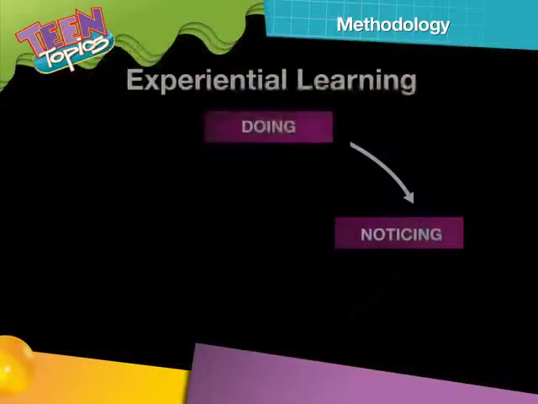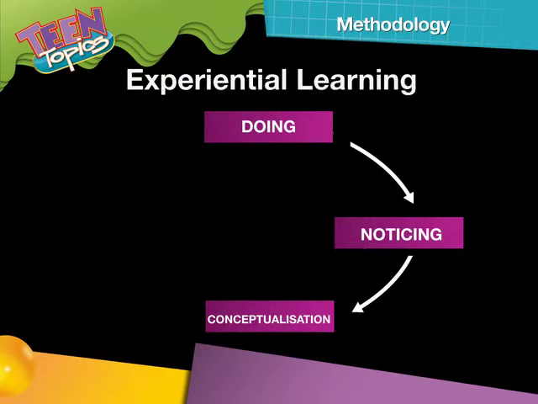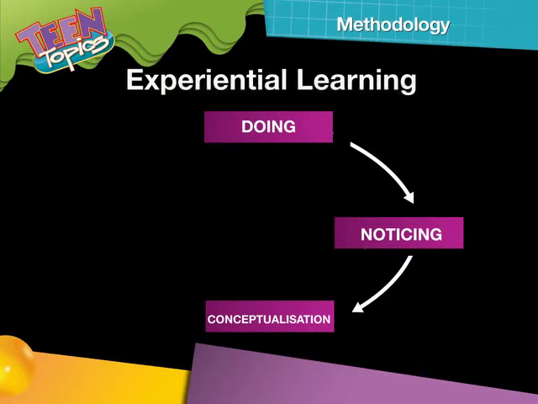After noticing, students need to develop a concept about the aspect of the language they noticed. They may attempt to produce a rule or try to describe how they think that aspect of the language works. This is the conceptualization or learning stage of the cycle.